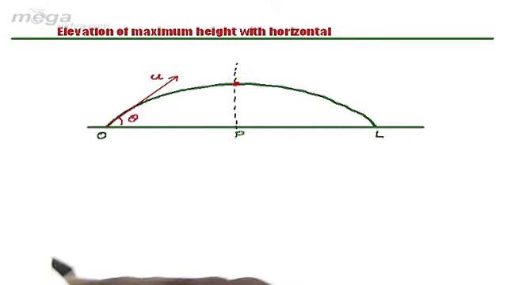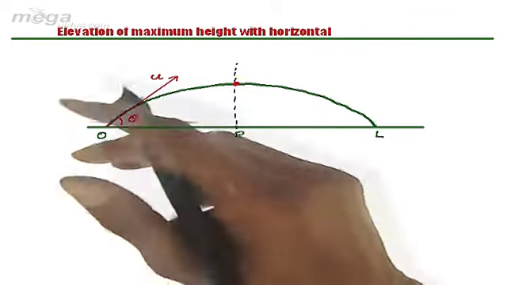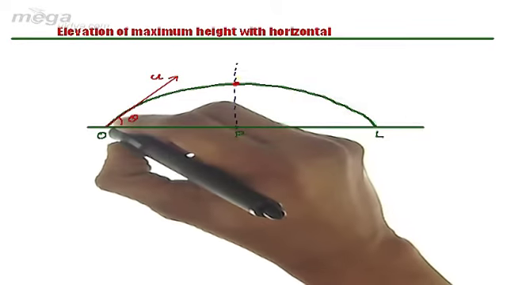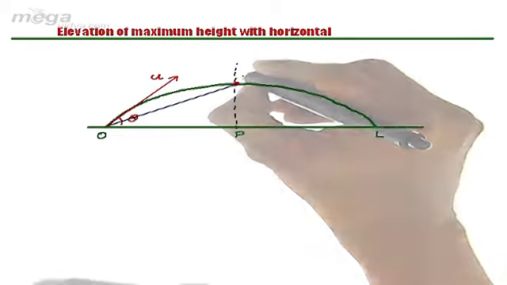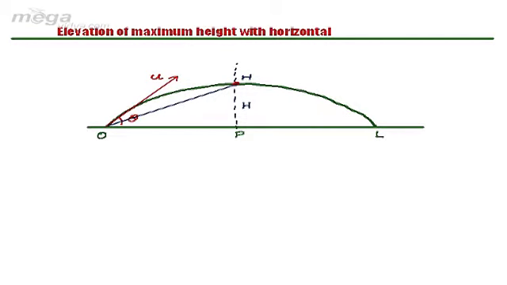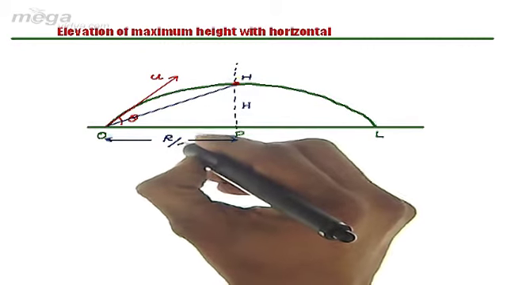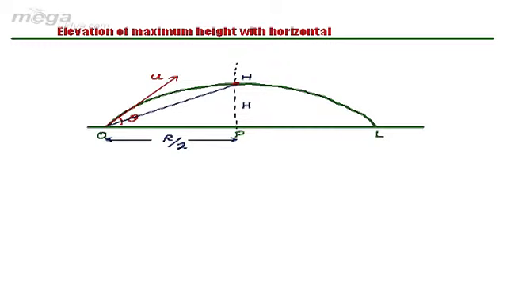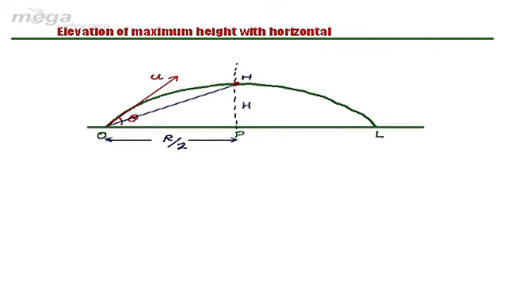So if we want to find the elevation of that point while it is at maximum height, it can be easily obtained by the slope of this line OH. We know that this is the maximum height H attained by the projectile, and this distance is horizontal range divided by 2, because such a parabola is symmetric about its highest point, meaning the nature of the curve is the same on this side and this side also.